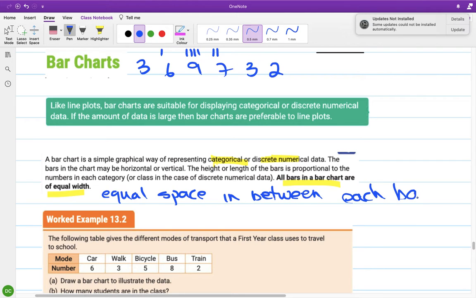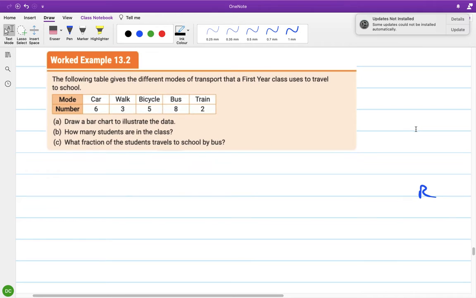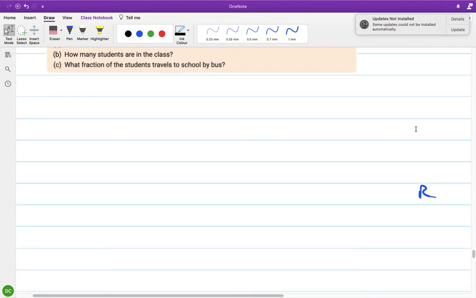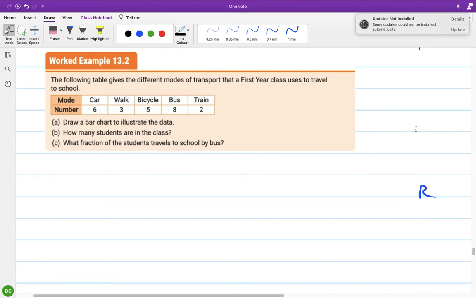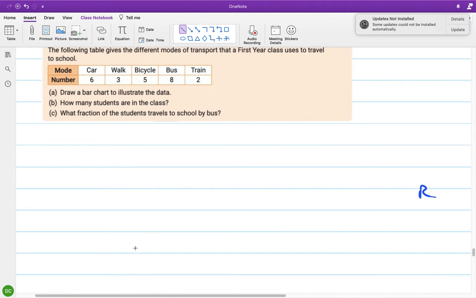All right. So, oh, please don't freeze on me now. The following table gives the different modes of transport that a first year class uses to travel. Okay, so we want to draw a bar chart. Fine. Okay, I don't know if I'm going to have to freeze this, but we'll keep going for now.